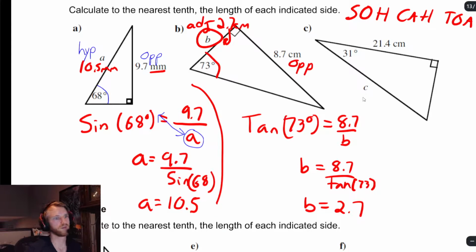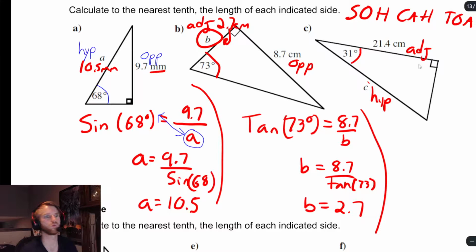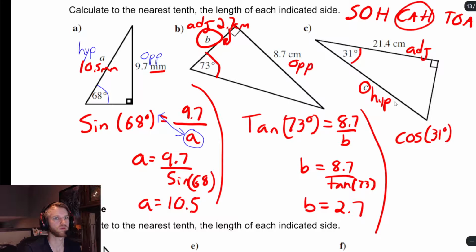So our last one, we are given this angle. This is our hypotenuse, and this is our adjacent. Okay, so then we're going to look which uses adjacent and hypotenuse. We want to figure out what the hypotenuse is. So not sine, because that one uses opposite. Cosine is adjacent over hypotenuse. That is the one we want. Okay, it uses both. So we'll set up our cosine ratio. Cosine of our angle 31 degrees is adjacent over hypotenuse. It's equal to adjacent is 21.4, and hypotenuse is C.